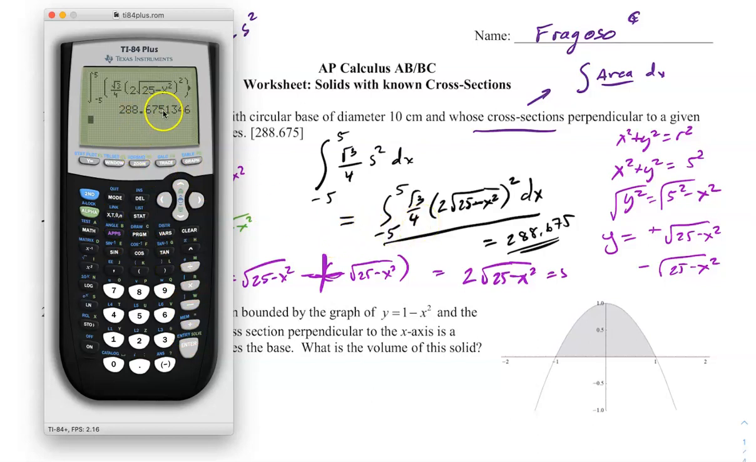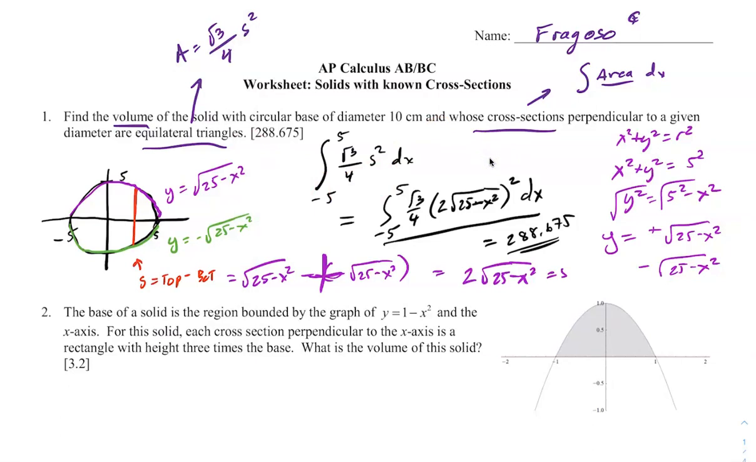X, hit enter, and 288.675. Remember, on an AP, you could either write all that out, you could truncate it if you want, 3 decimal places, or you could round it. Just make sure you put 3 decimal places at the very least. So that's the first one.